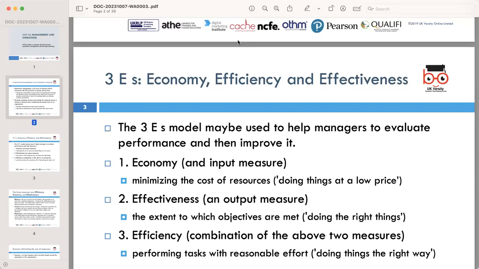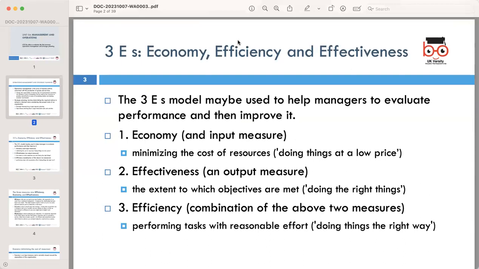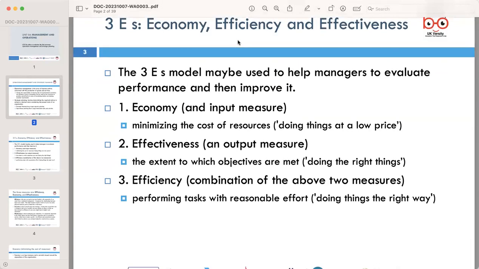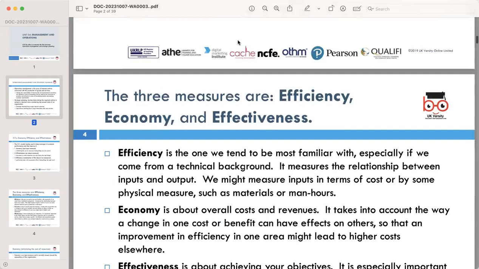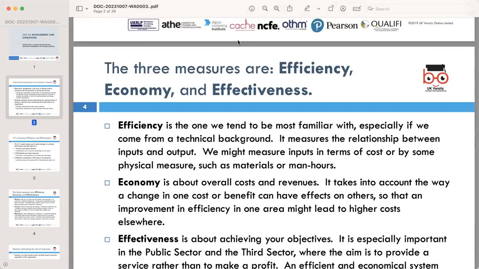Effectiveness is an output measure: the extent to which objectives are met. Efficiency is a combination of the other two measures, economy and effectiveness, so performing tasks with reasonable effort. So the three measures are economy, efficiency, and effectiveness.